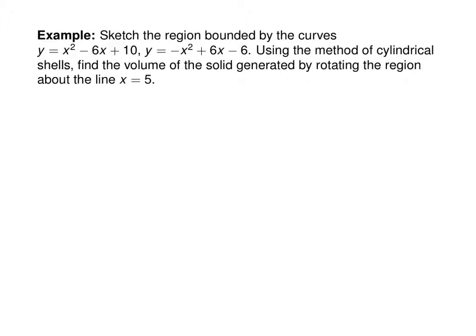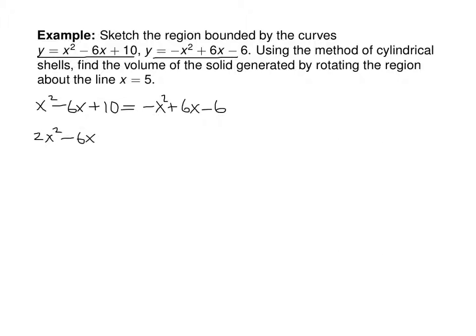Now sketch the region bounded by the curves y equals x squared minus 6x plus 10 and negative x squared plus 6x minus 6. So we have two parabolas here, a sort of right side up parabola and an upside down parabola. Let's start by finding the points of intersection. So x squared minus 6x plus 10 will equal negative x squared plus 6x minus 6. So we get 2x squared minus 6x plus 16 equals 0.